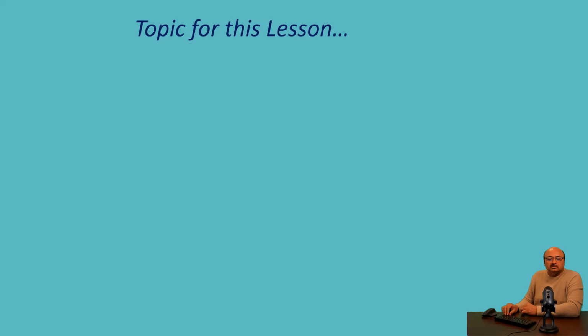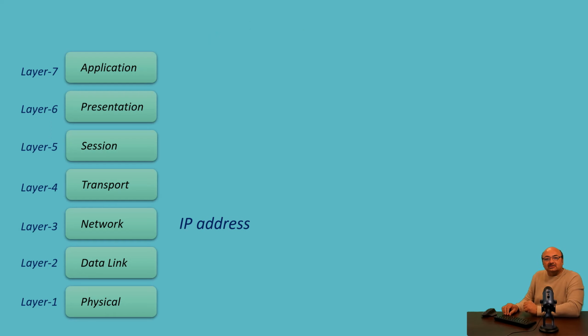In this session, I will talk about IPv4 addresses. And for convenience, I'm just going to refer to them as IP addresses. An IP address exists at the network layer, or layer 3 of the OSI model.